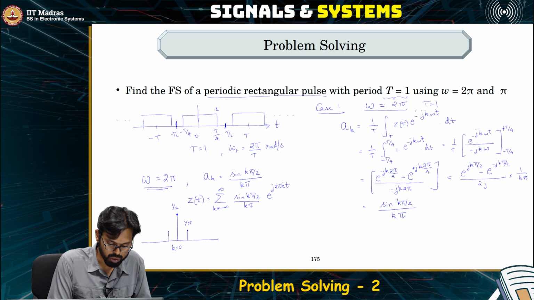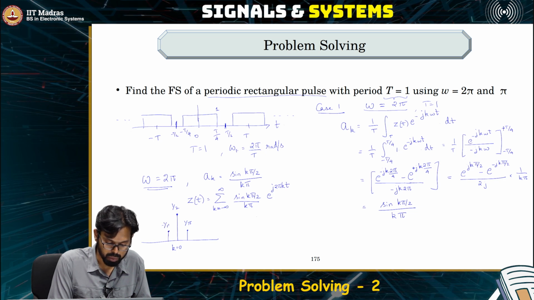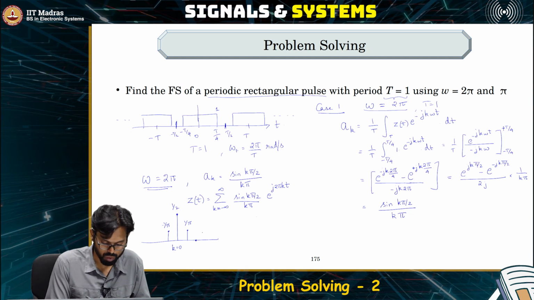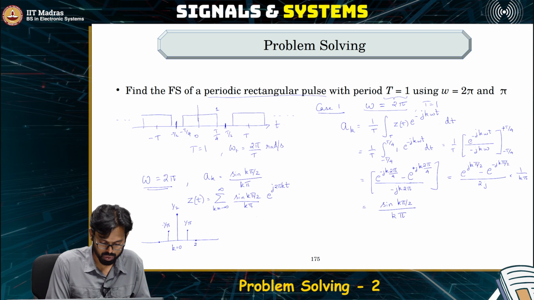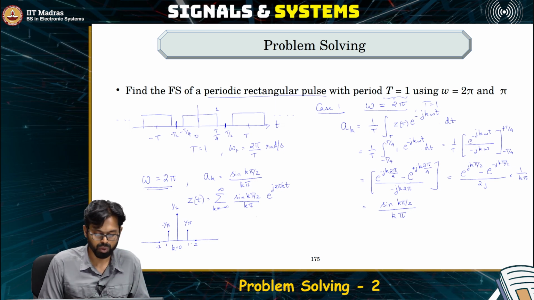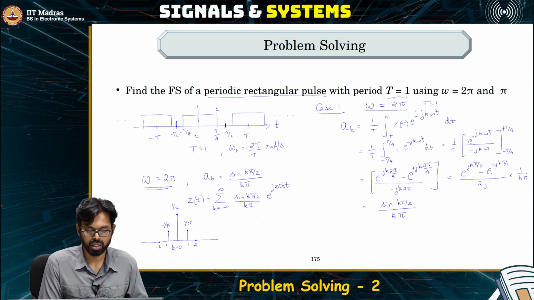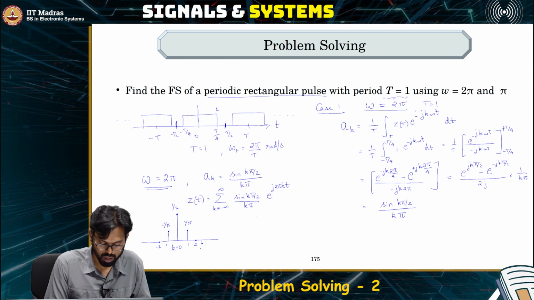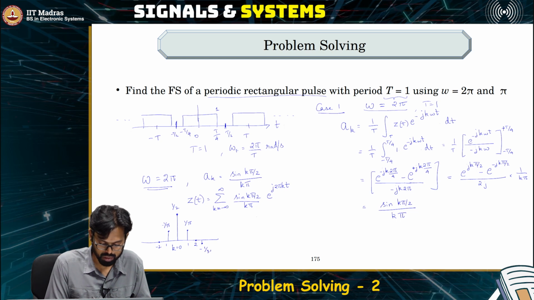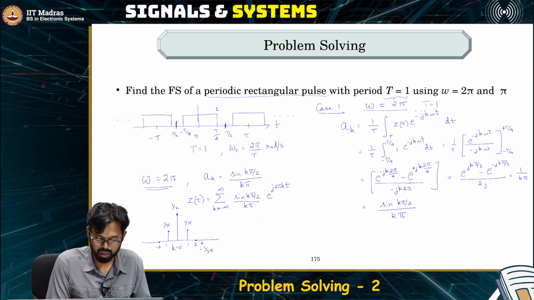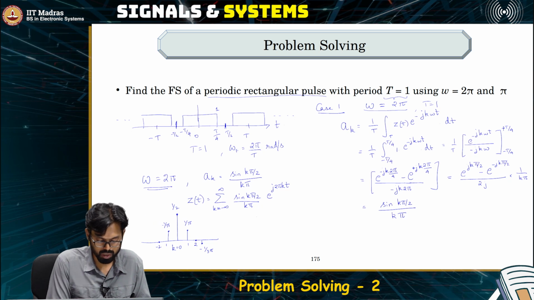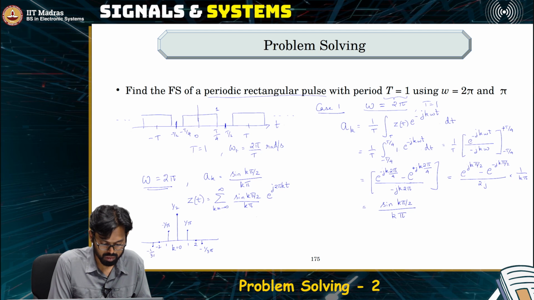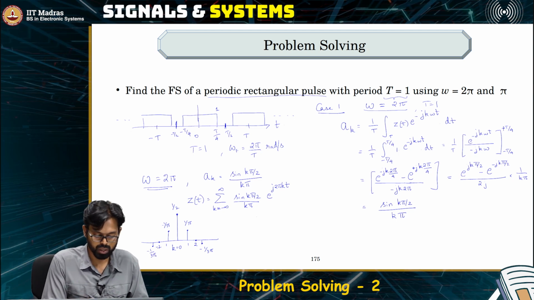For k equal to minus 1, you get minus 1 by pi, and for k equal to 2, you get 0. Okay, so this is k equal to 2, and for k equal to 3, you get sine 3 pi by 2 by 3 pi, which is minus 1 by 3 pi. And on this side you get the same thing, minus 1 by 3 pi, and so on.